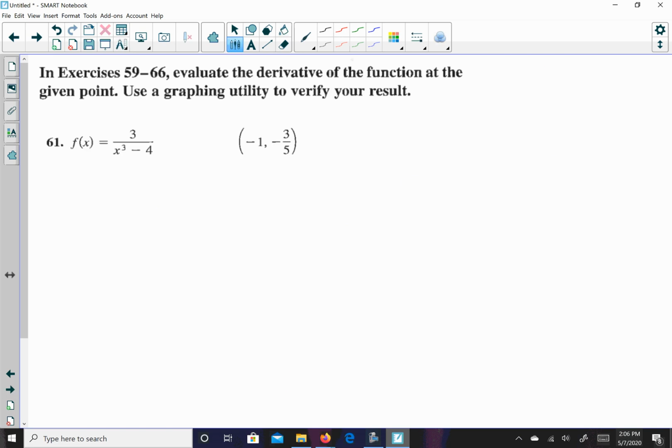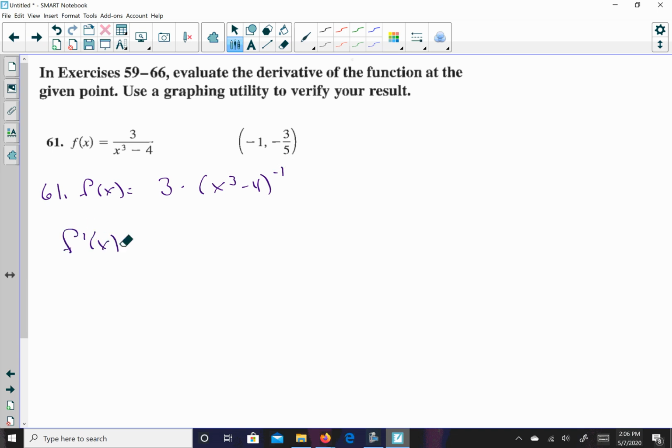Okay, exercise 59 through 66, you're going to evaluate the derivative of a function at a given point, and then you can use your calculator to check your results. So I'm going to find the derivative of this. I am going to rewrite this as 3 times the quantity of x to the third minus 4 raised to the negative 1. I brought the 3 out in front, and instead of having the fraction, I just wrote it with a negative exponent. I'm still going to have to take the chain rule, but I'm not going to have to do the product rule, which I think is a lot easier.